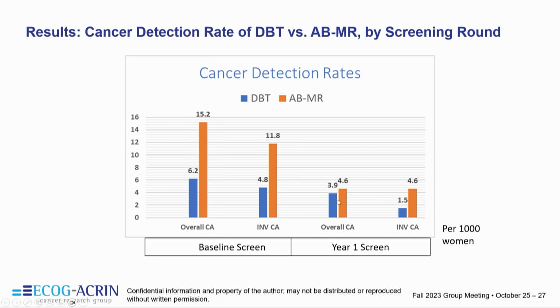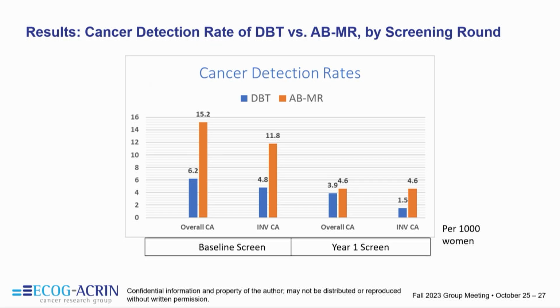But you can see here that the overall cancer detection was higher with the MR, but it's because the TOMO found 3 DCIS. So there were 6 invasives and 3 DCIS, all 6 invasive detected by the ABMR and only 2 by the DBT, but 3 DCIS detected by the DBT, not by the ABMR.